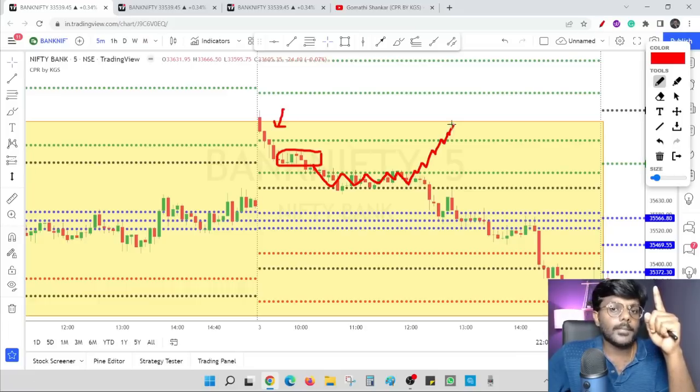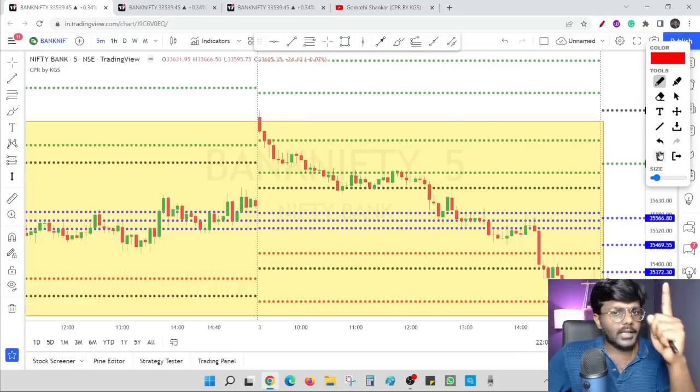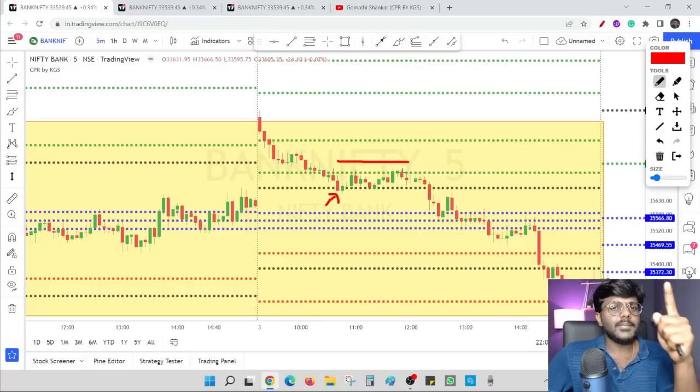So if you are taking a short position as per gap up strategy, or if you are going to take a short position in this kind of scenario, you have to take a short only when the candles are coming below R1 and previous day high. Your stop loss will be above R1 and previous day high, and your target will be daily CPR.